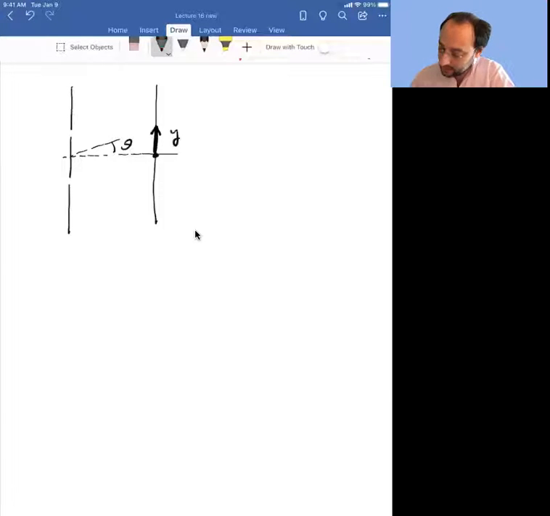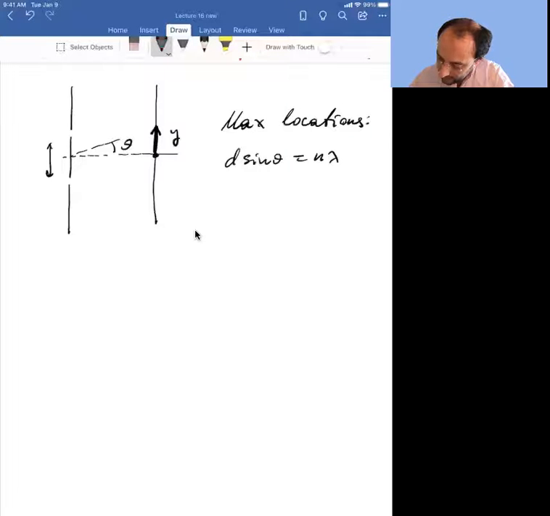The locations of maxima, the angles at which the maximum happens, are given by d sine theta equals n lambda, where d is this distance, theta is this angle, n is 0, 1, 2, and lambda is the wavelength. And also you can see that y over L equals tangent theta. So L would be this distance right here.